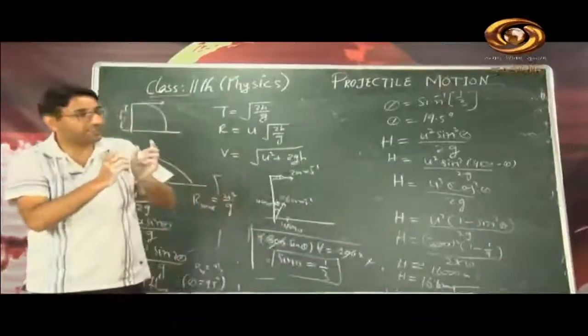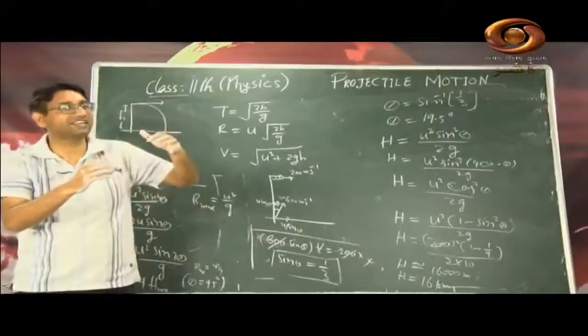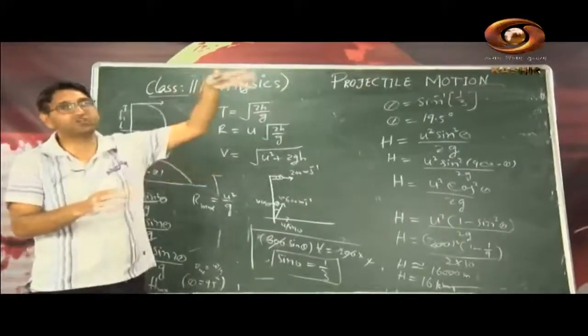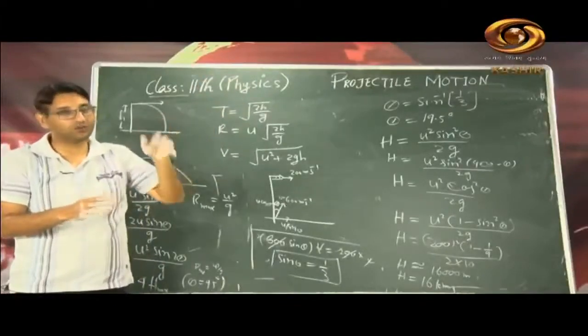So if we fire a shell with 600 meter per second, it can reach a maximum of 16 kilometers. If an aircraft flies above 16 kilometers, it will never be hit. The safe height is 16 kilometers. So I hope you have understood it.